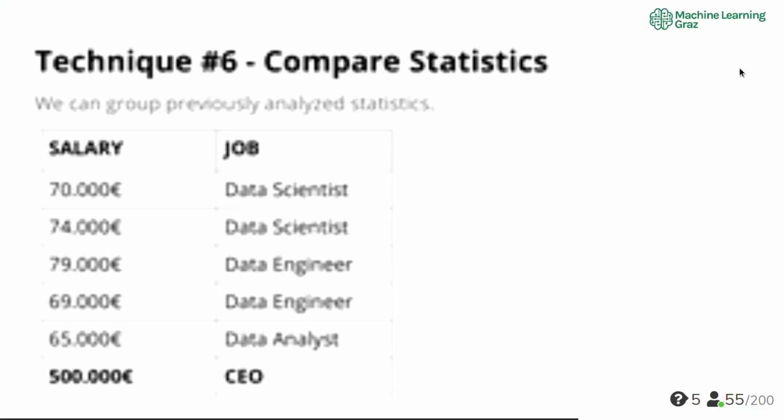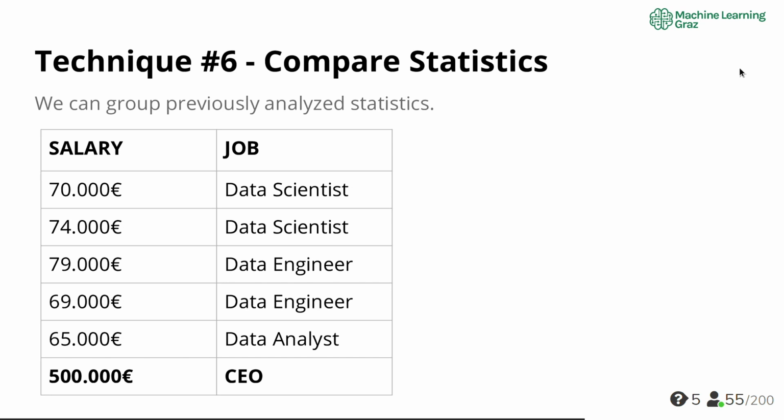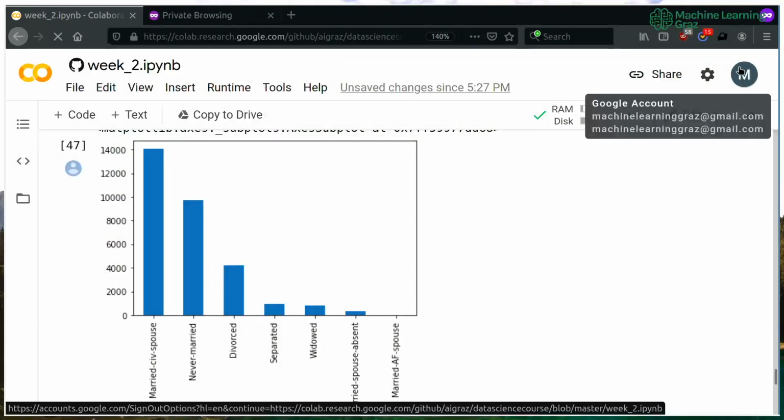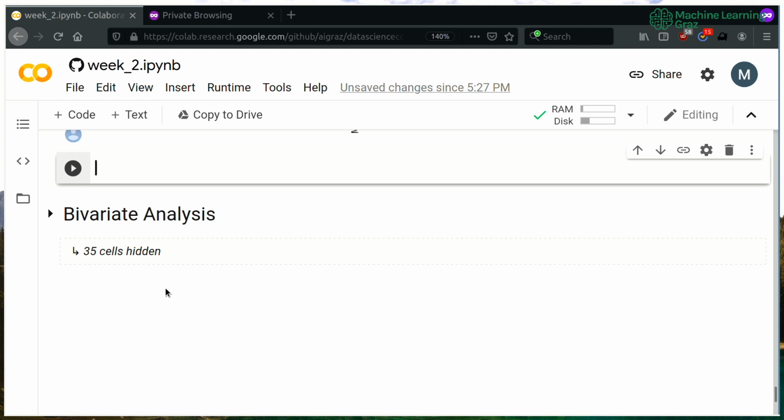And this leads us to the next technique, number 6, comparing statistics. And we can use all the first techniques from univariate analysis, which is basically extracting statistical features and comparing them with other columns. So, for example, we can group our salary statistics, like the max and median, by every job position, and we can actually find more meaningful explanations. We can see, okay, the average salary for a data scientist is around 72,000, but the average salary of a CEO is 500,000. Therefore, making the number not so crazy. And I think it's a good time to show you how you can do this in pandas. And we can now finally open the final Pandora's box, which is the bivariate analysis.